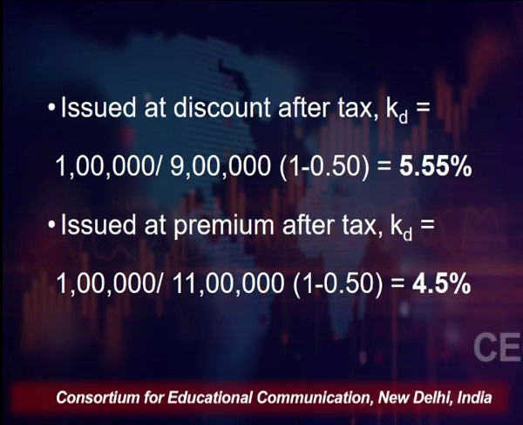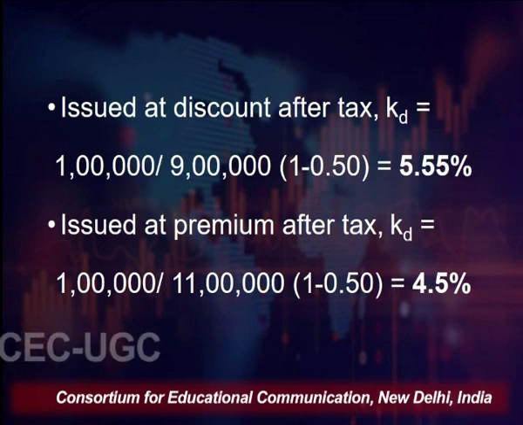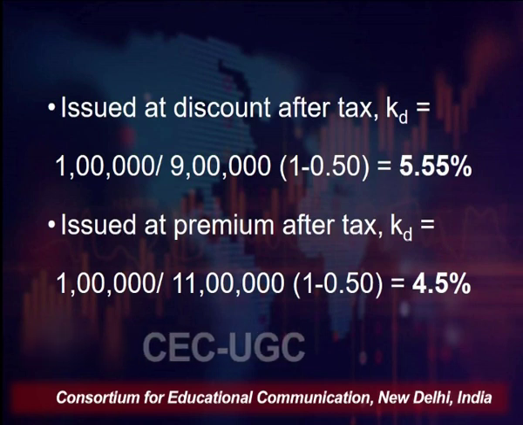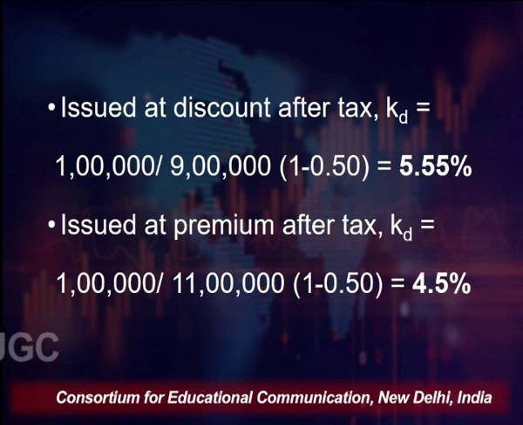in case 2 when we have issued the bonds on discount. So, the value of the cost of capital in this case when the bonds are issued at discount will be 1 lakh divided by 9 lakh, and this amount has to be multiplied by 1 minus 0.5 to see the impact of tax, and the value will be 5.55%.